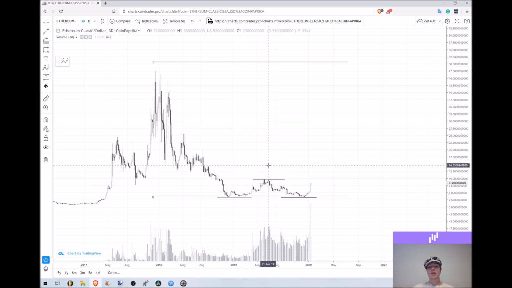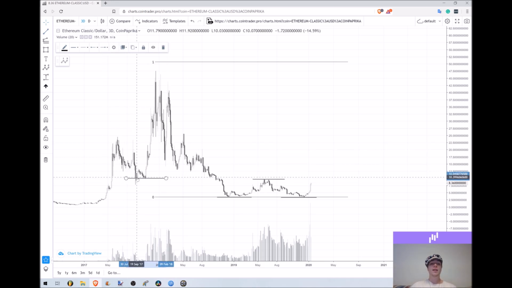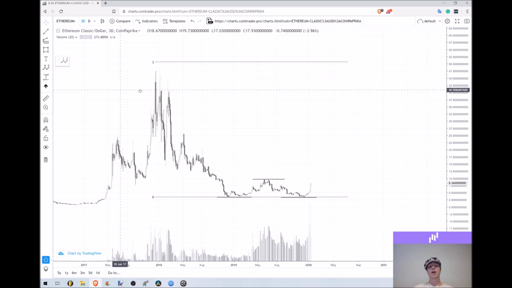So what we're really looking for here is to get that breakout above the resistance levels. It's just under $10, about $9.60 to $9.70 is that major resistance. And you can see that used to be support in the last run up. We fell down to that level, found support before we pushed all the way up to the previous all-time high.